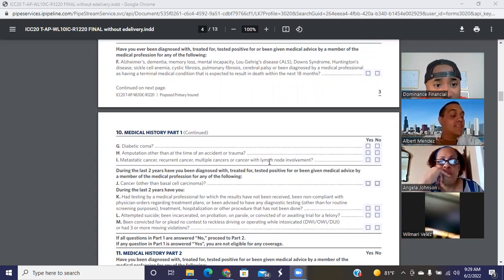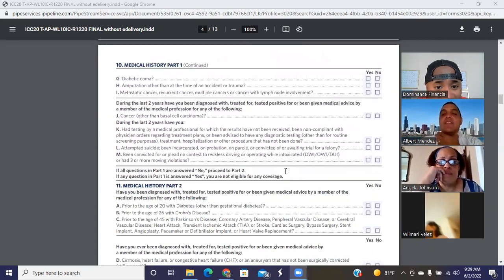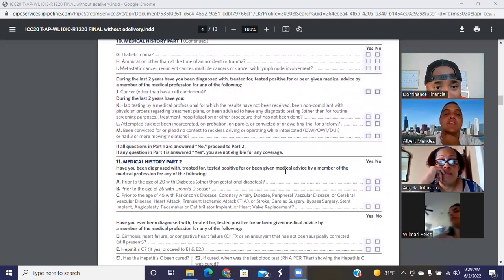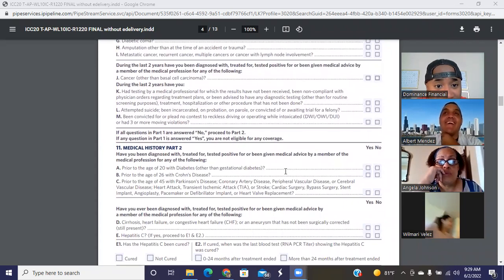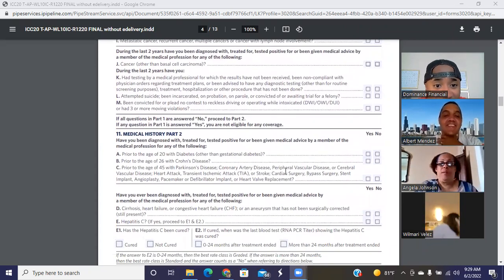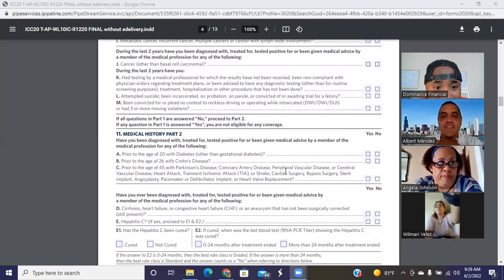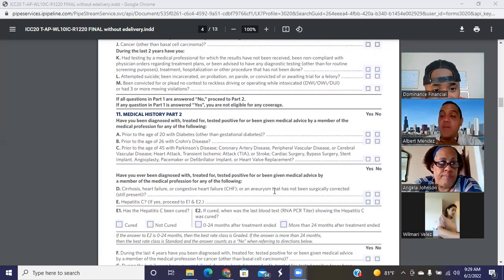These are some of their standard questions within 18 months, or any terminal conditions. Diabetic coma, amputations, metastatic cancer, recurrent cancer, multiple cancers, or lymph node involvement. Have a 2-year look back for cancer, it looks like. Complying with treatment plans, other than routine screenings, hospitalizations, attempted suicide, incarceration, convictions, medical history. Okay, here's some more look backs.